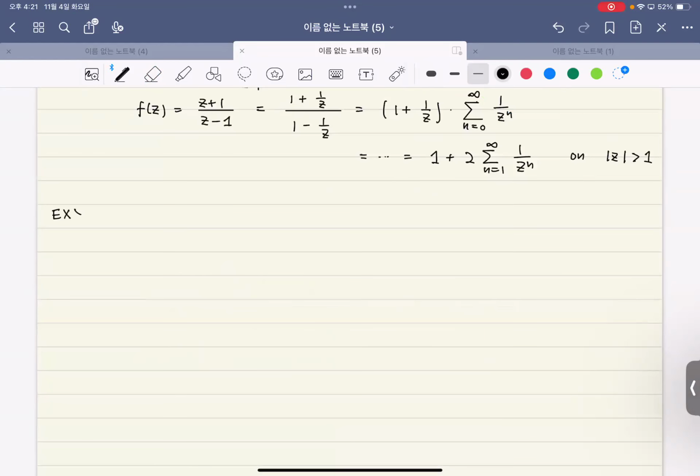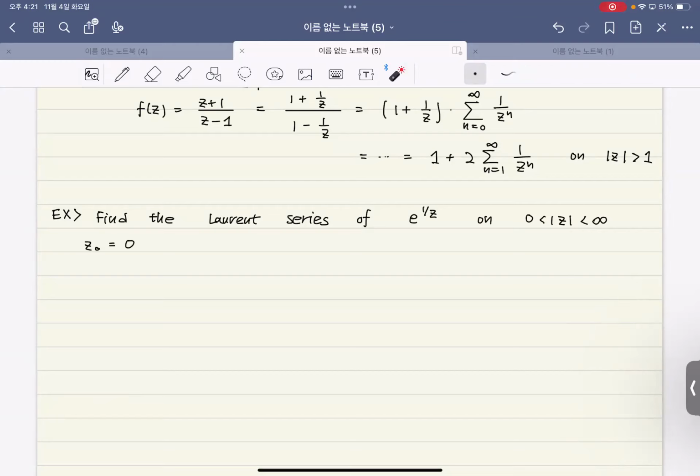The next exercise is we find the Laurent series of the function exponential composed with 1 over z, on this annulus. Well, I should also mention the center equals 0.